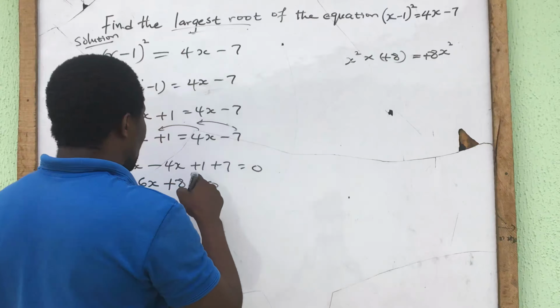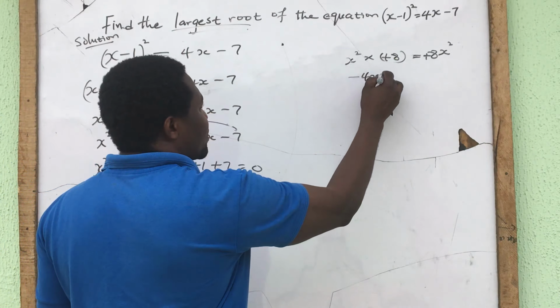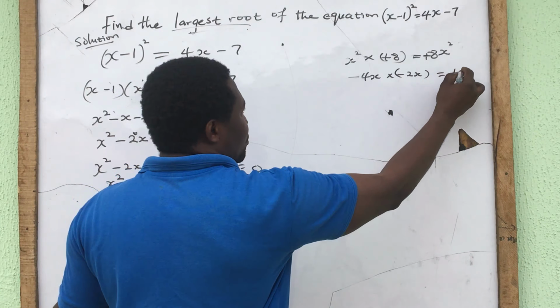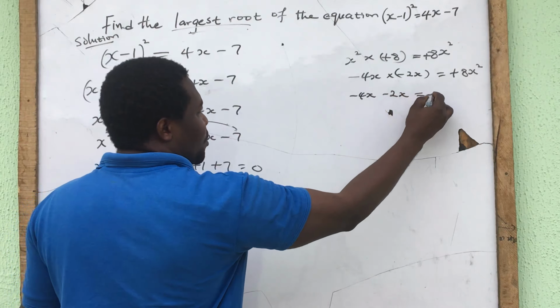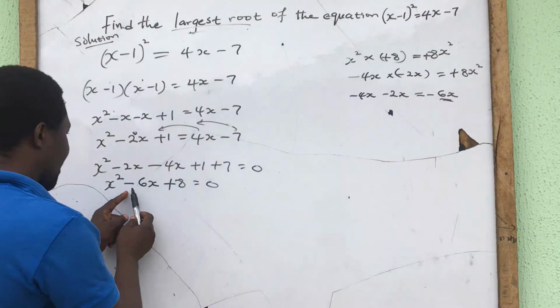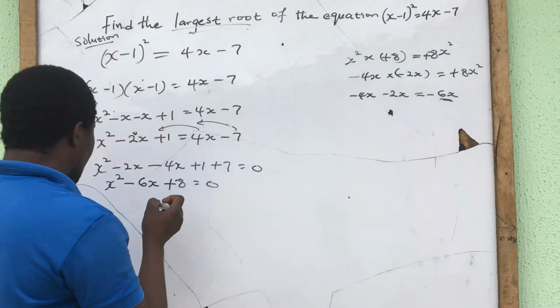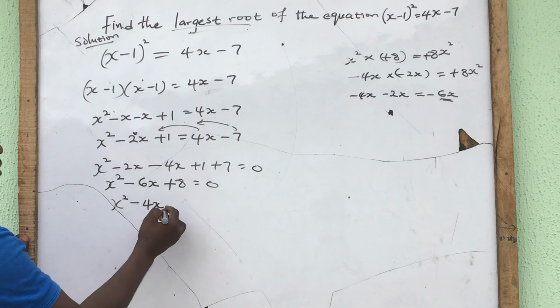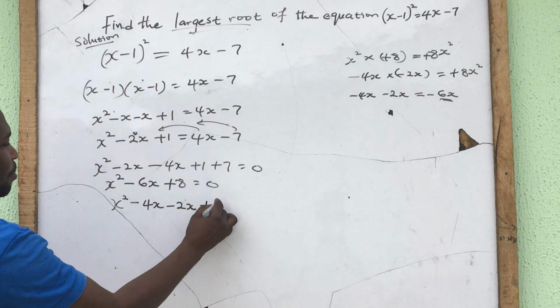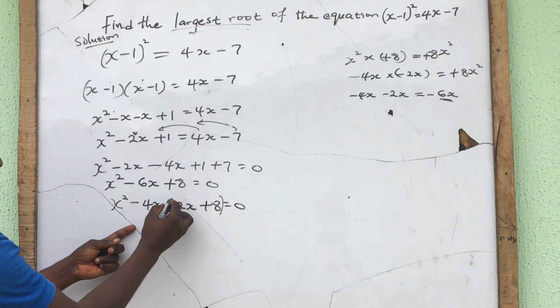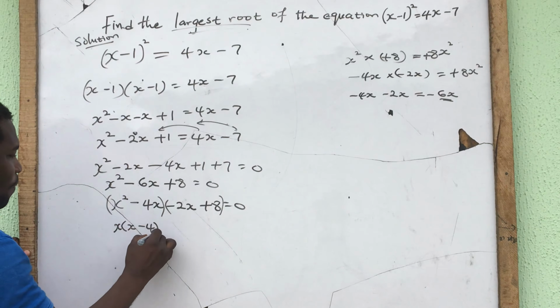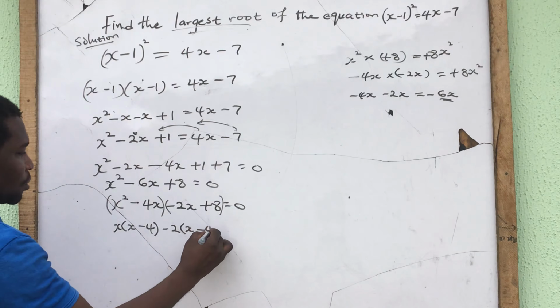So from that now, we have minus 4x times minus 2x, which gives us plus 8x squared. Then minus 4x minus 2x gives us minus 6x. So when you look at it now, you have minus 6x. So meaning x squared minus 4x minus 2x plus 8 equal to 0. So let's try to group them. So this is x into x minus 4 minus 2 into x minus 4 equals 0.